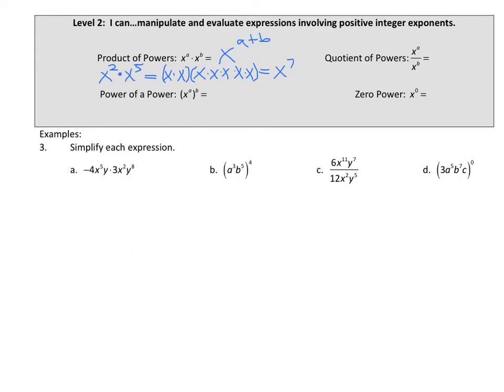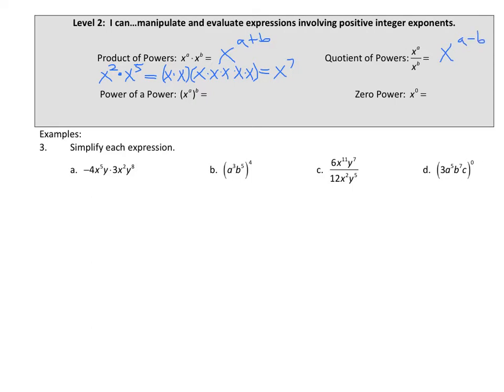The next rule is the quotient of powers, and when you divide two exponential expressions with the same base, you can subtract the exponents. So this would equal x to the a minus b power.